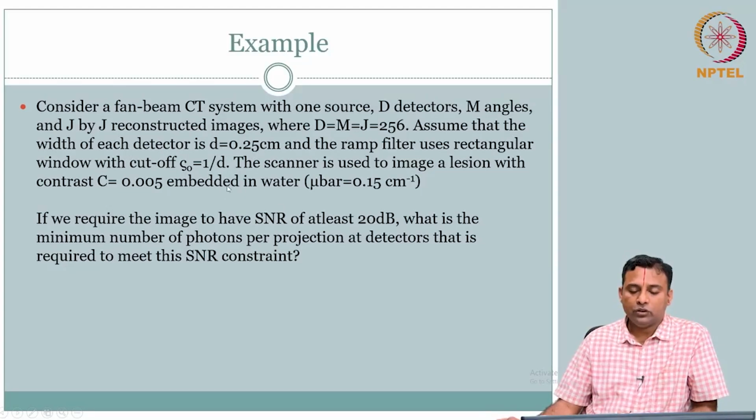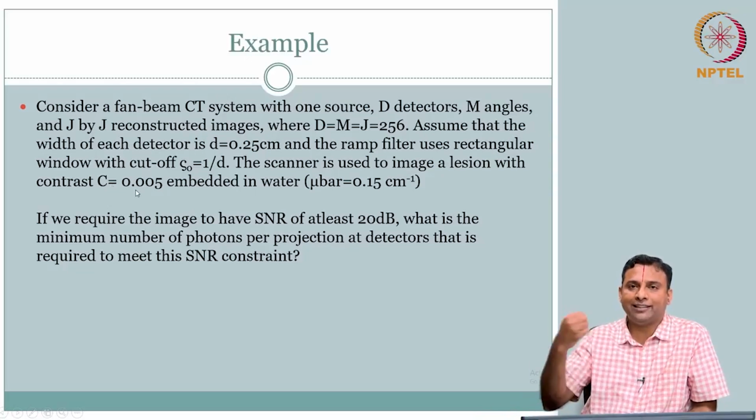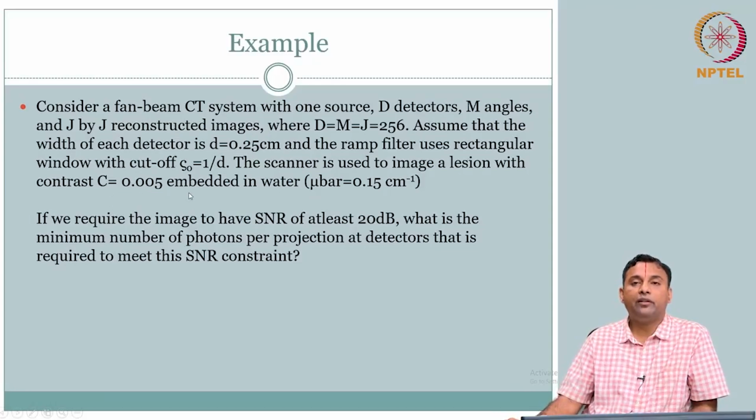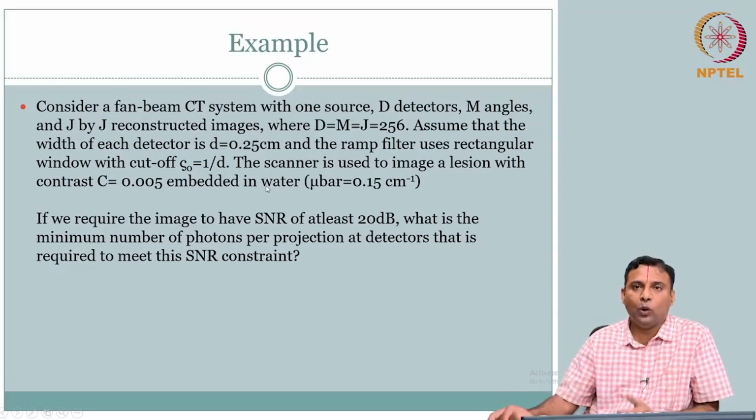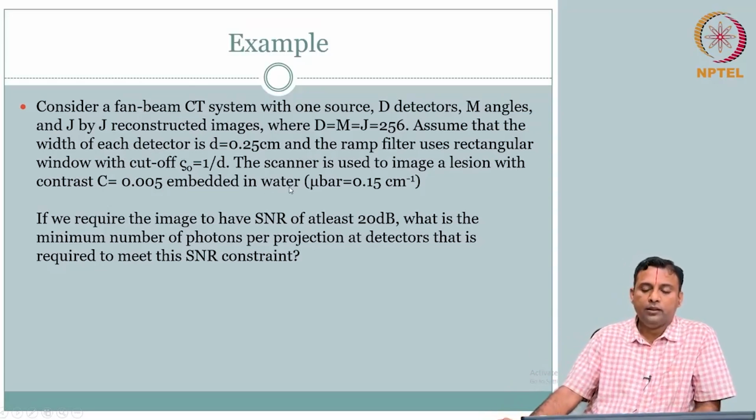Okay. So now you are using the scanner to measure a lesion. The contrast between the lesion and the surrounding tissue is 0.005. The scanner is used to image a lesion with a contrast embedded in water, so the surrounding is water. You have your mu bar average, this is also given.